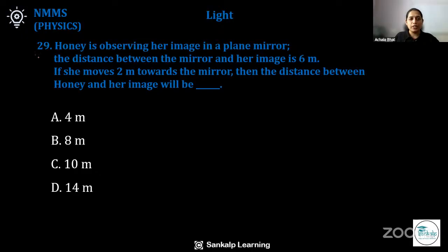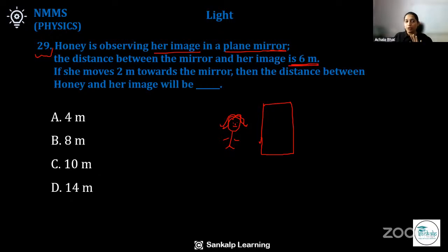Let us see question number 29 of NMMS Physics chapter Light. Honey is observing her image in a plane mirror. This is the plane mirror and this is our Honey. The distance between the mirror and her image is 6 meter.